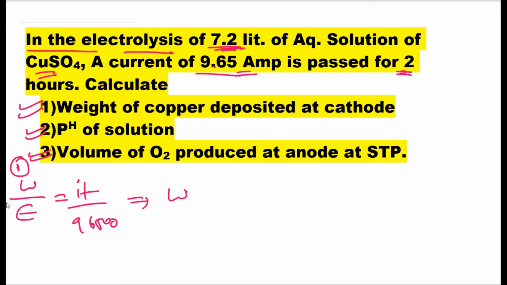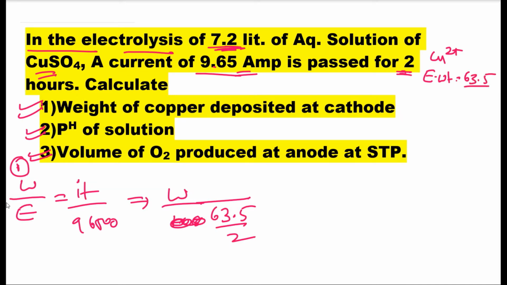How much current you passed through the solution? 9.65 ampere, and how much time? 2 hours. So W by equivalent weight. As usual, equivalent weight is very simple. Copper, so W by equivalent weight is 63.5 by 2. Why 63.5? Because Cu2+. So for Cu2+, how to calculate equivalent weight? Copper atomic weight 63.5 by N factor, which is 2.